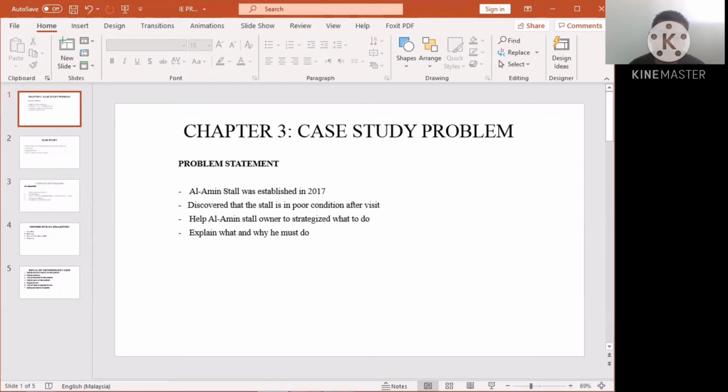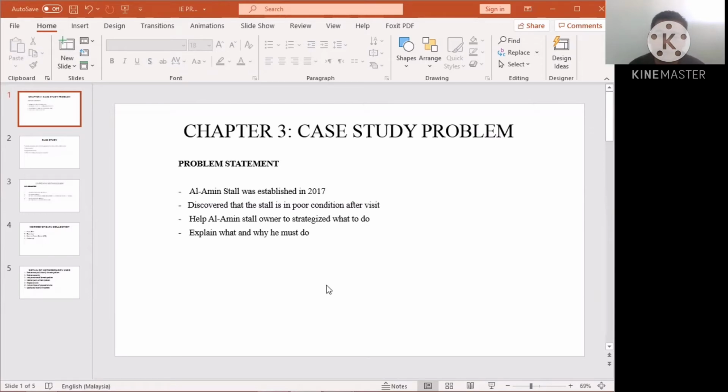So this is our problem statement. It is about Al-Amin stall. Al-Amin stall was established in 2017 on the main road to Balik Pulau, Pulau Pinang. And this stall is very famous for its food among the local community.